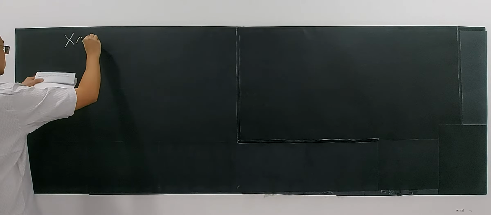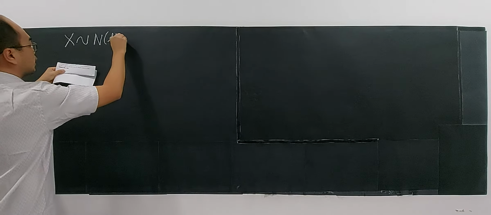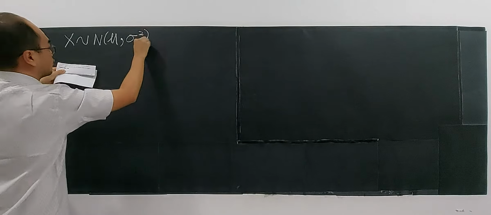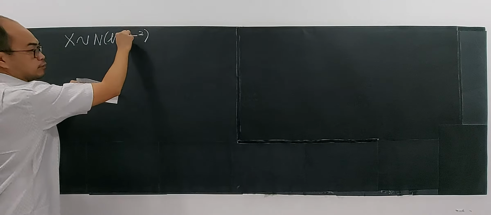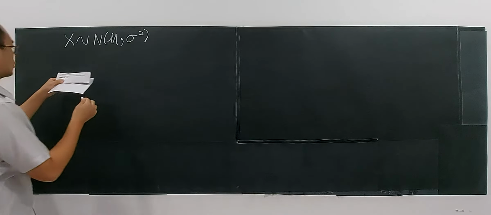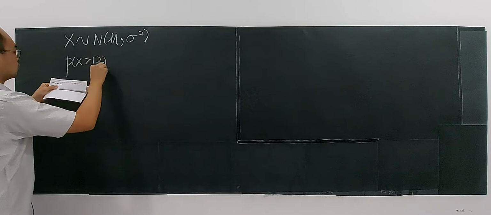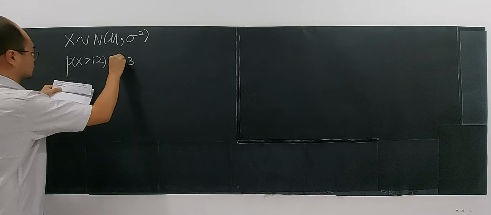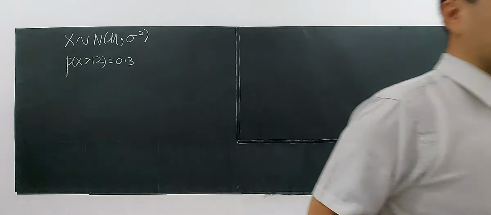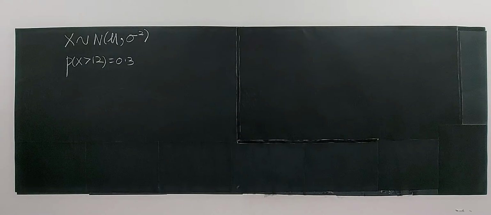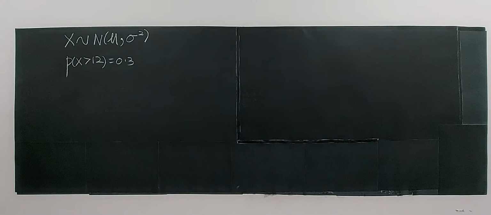X is a continuous random variable with a normal distribution of mean and standard deviation. A normal distribution is defined with mean and variance, right? As given, the probability of x more than 12 will be 0.3. From here, we want to find the value of the mean and the standard deviation, which are two unknowns. So let's see how the information here can help.